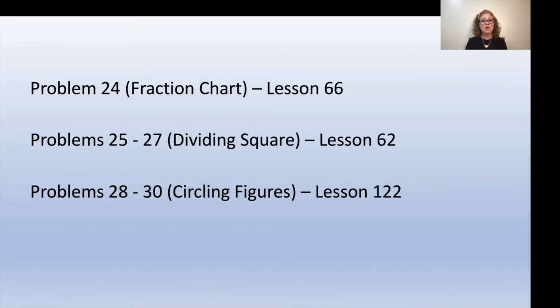For problem 4, which is the fraction chart, take a look at lesson 66. For problems 25 through 27, which is dividing the square, you can take a look at lesson 62. For problems 28 through 30, which are circling figures, review lesson 122.